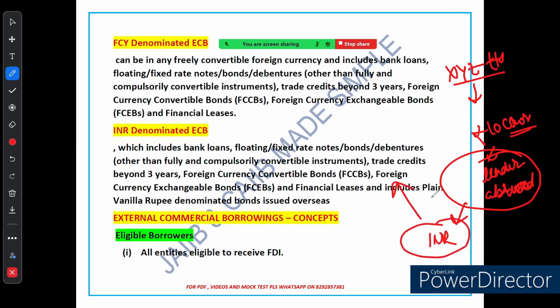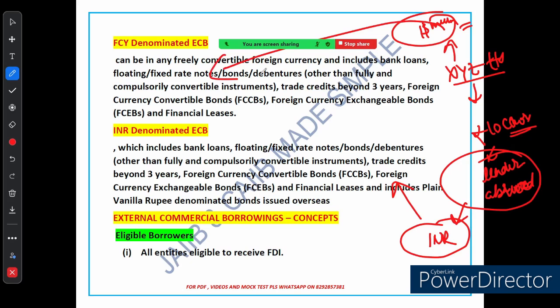Is it clear now? So the difference is that if the same company is borrowing 1 million US dollars from a US based company, obviously in dollar currency, then it will be called FCY denominated ECB. But if the same company borrows from the foreign lender in Indian rupees, it will be called INR denominated ECB.